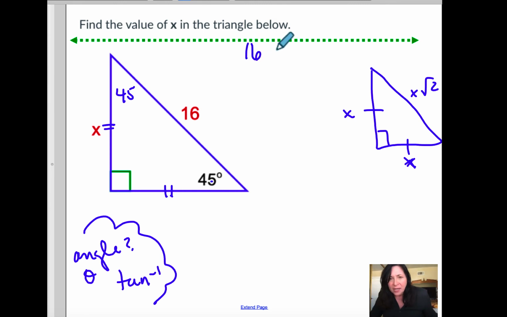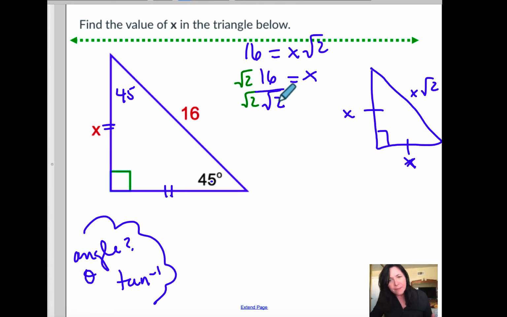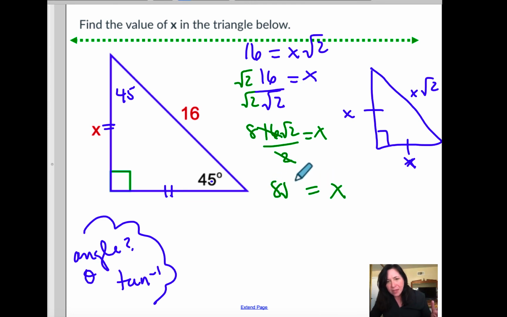Meaning I'd go 16 is equal to x root 2. So I'm going to divide both sides by root 2. So I get x equals 16 divided by the square root of 2. Don't leave your root on the denominator. You're going to multiply by root 2 over root 2. And I'm going to get x is equal to 16 root 2 over root 2 times root 2 on the bottom is root 4. Square root of 4 is 2. 2 cancels into 16 8 times. So the length of one of my sides is 8 root 2. So this length is 8 root 2. And because it's a 45, 45, 90, this length is also 8 root 2.